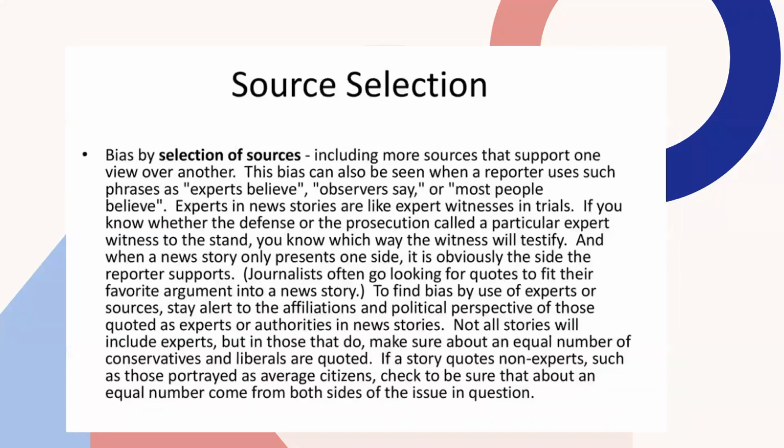Next type of bias is bias by source selection. Bias by selection of sources happens a lot. So sometimes you notice that news stories or other media, even textbooks, include some sources more than others, which means that they promote views of certain sources compared to other sources.